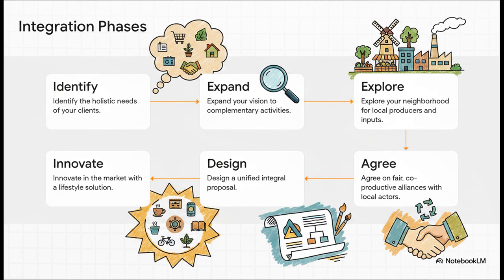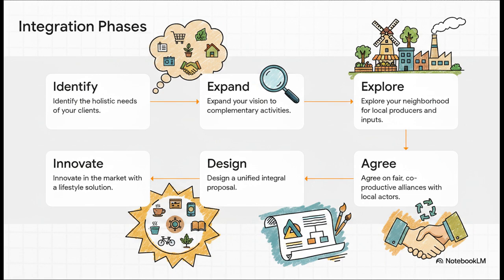Step 1, identify the real holistic needs of your clients. Like, what do they actually want beyond just your core product? From there, step 2 is to expand your vision to complementary activities. Third, explore your neighborhood for local producers who can actually help you out. Once you find them, step 4 is to agree on fair, co-productive alliances. Fifth, design an integral proposal so the whole experience feels completely unified for the customer. And finally, step 6, innovate in the market by offering a comprehensive lifestyle solution that the big corporate competitors simply cannot match.